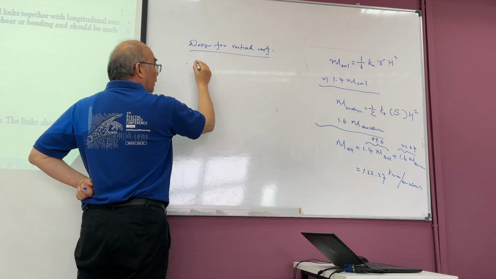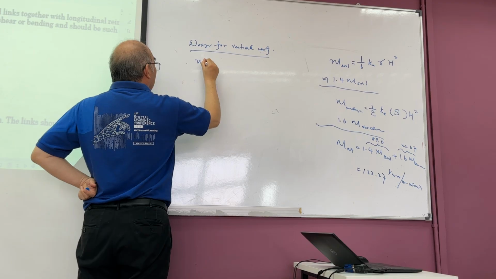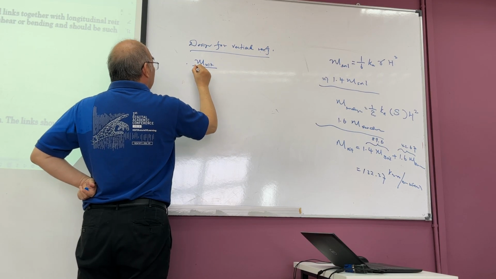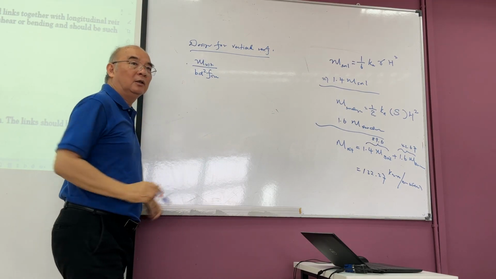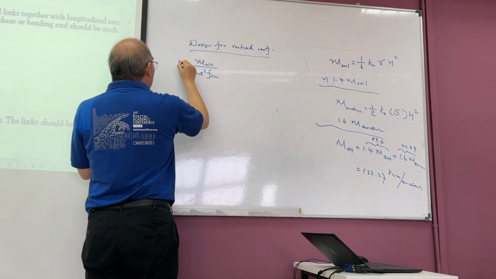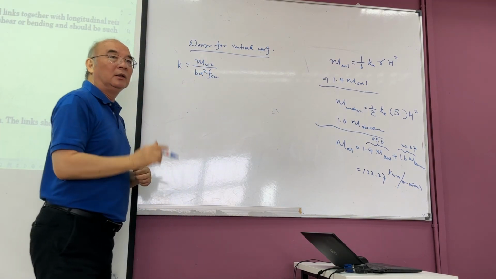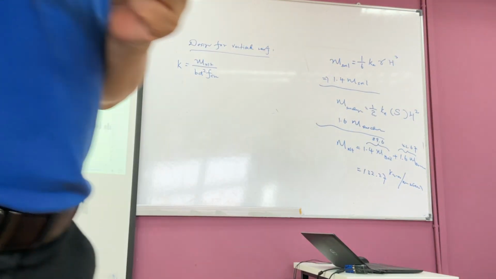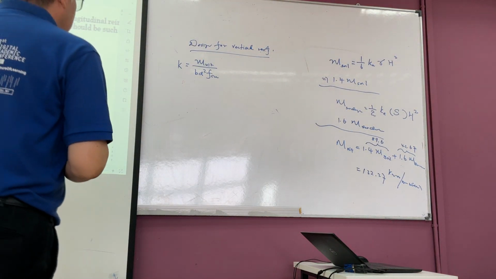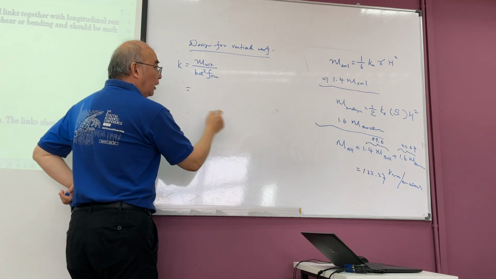First you have the MU already, right? Divided by BD square over FCU. Okay? So this is actually what we call K. K is equal to this, which is actually given in the code. These three equations are given in the code. You know, right? Correct.